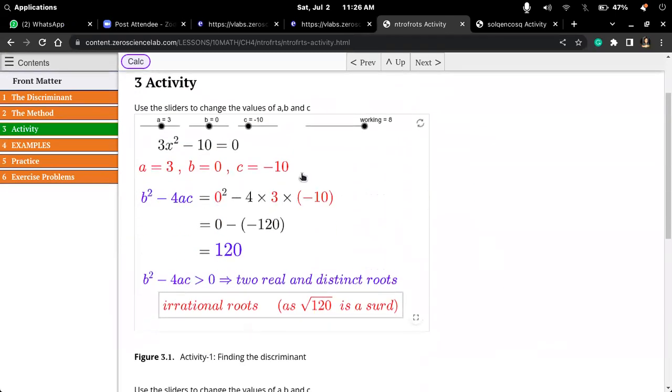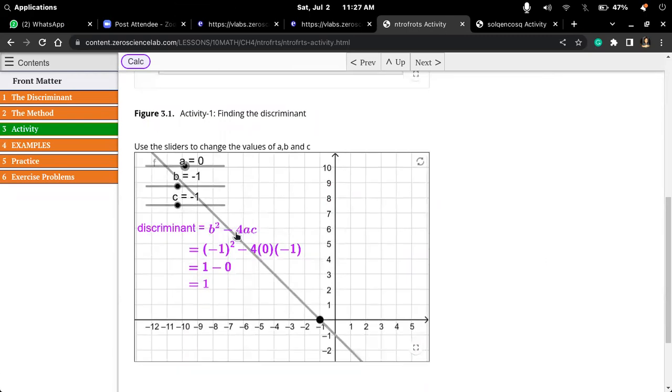So this just demonstrates the nature of the roots by selecting A, B, and C values. Same thing, but a graphical representation of b square minus 4ac.